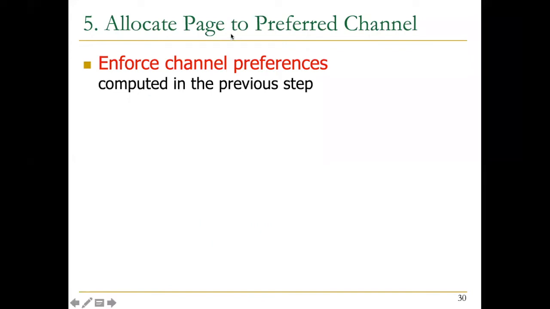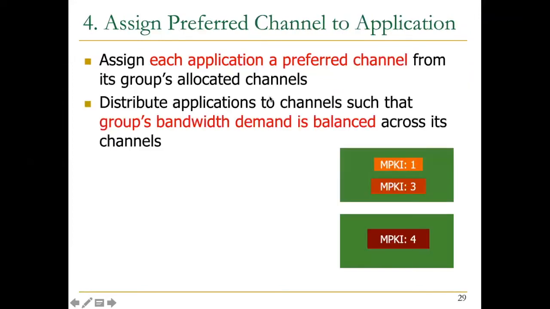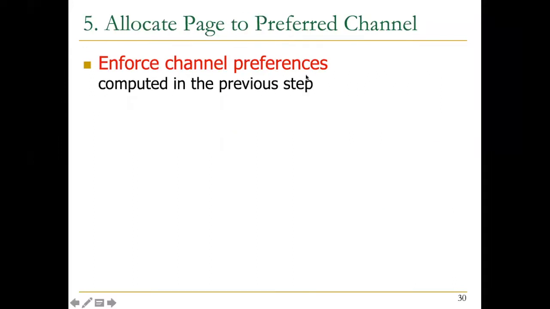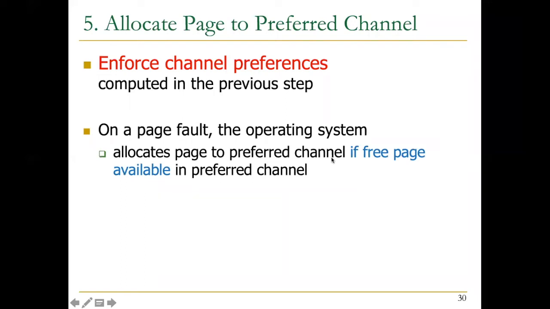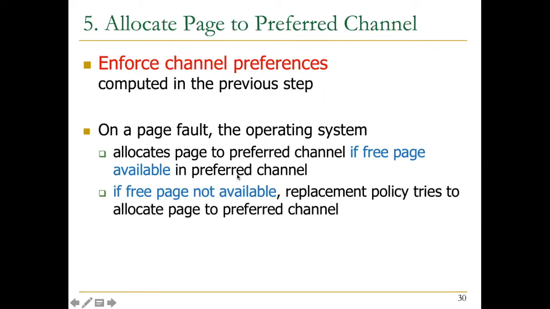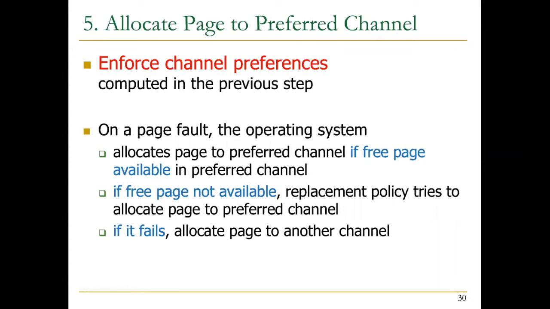Okay, and then the last step is to allocate page to preferred channel. Now that we've decided which application should go to which channel, we want to enforce that as much as possible. On a page fault, what the operating system does is it allocates the page to the preferred channel if a free page is available in the preferred channel. Now if a free page is not available, we have a new replacement policy that tries to allocate the page to the preferred channel. But if it fails, and you can see the paper for more on the replacement policy, we allocate the page to another channel.